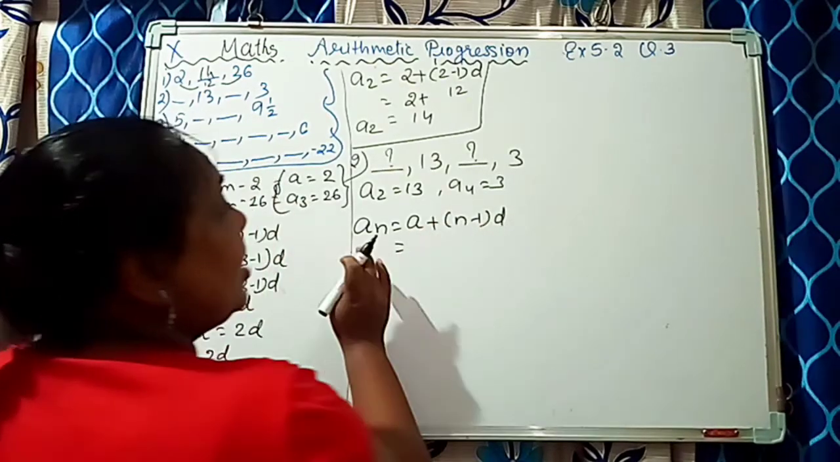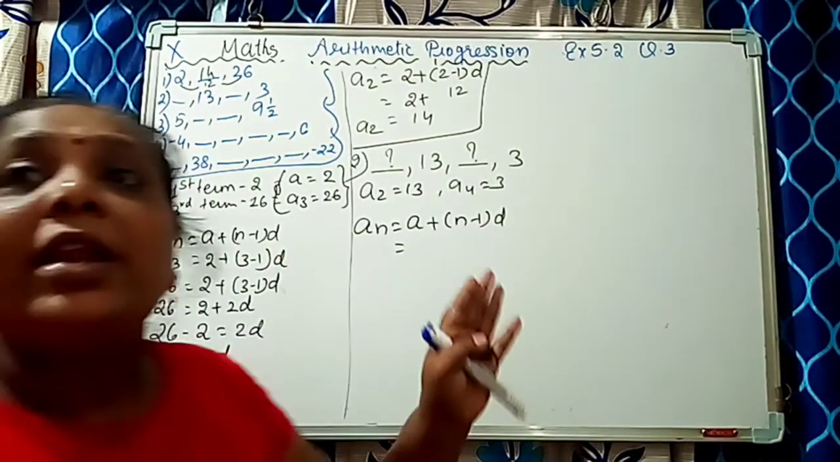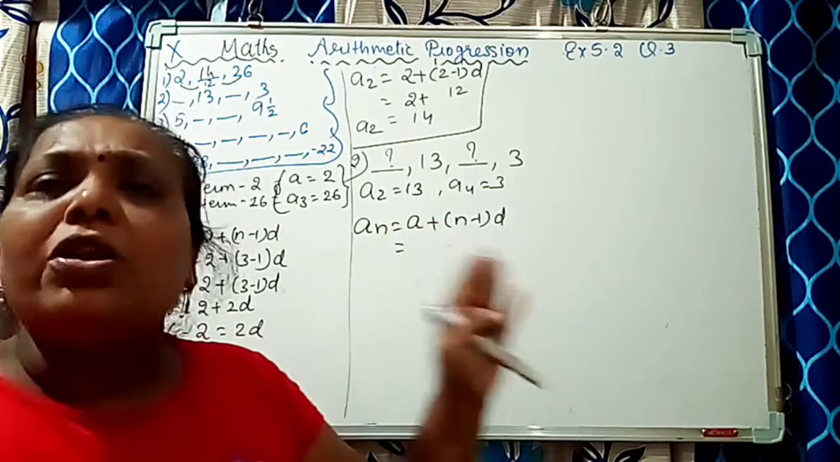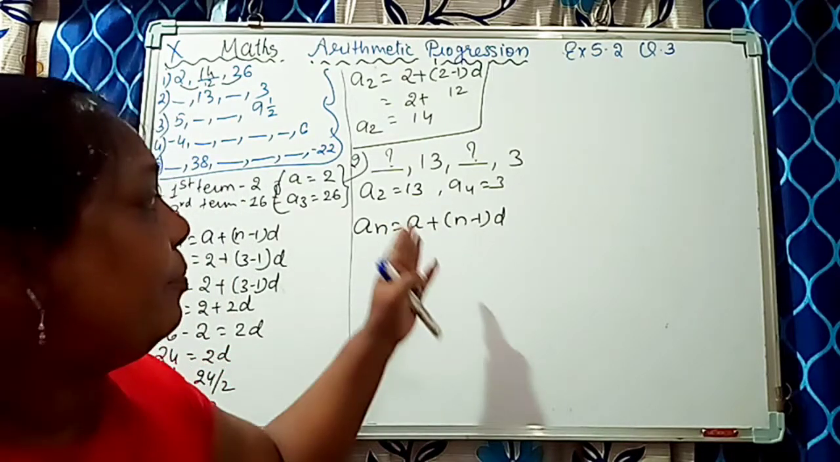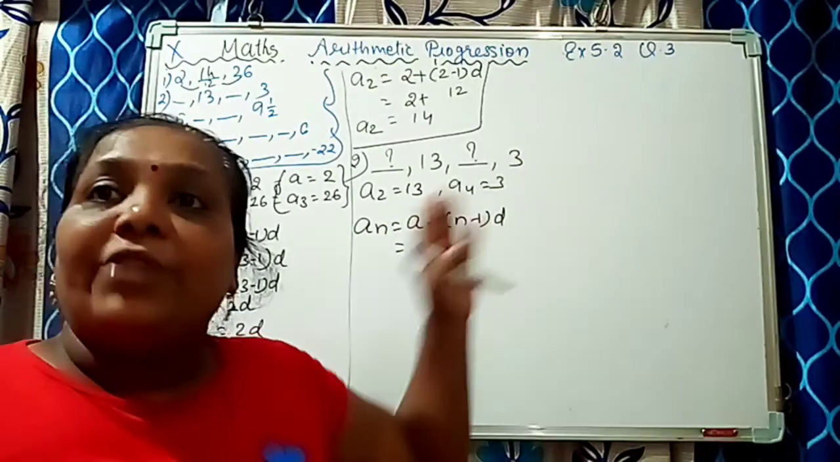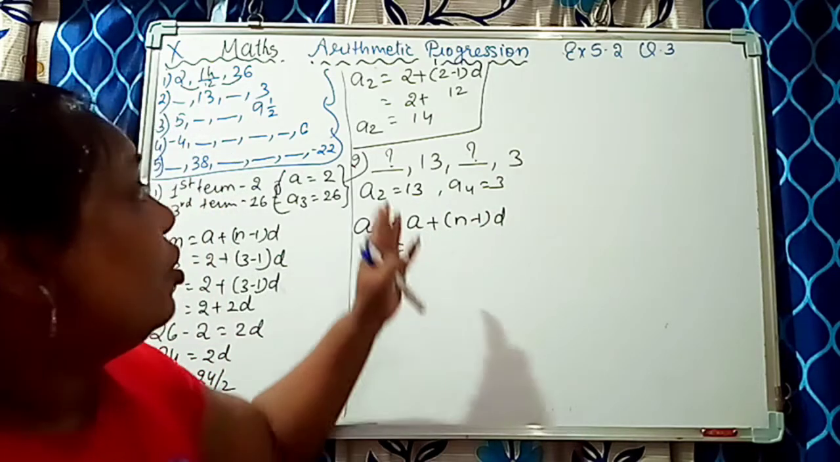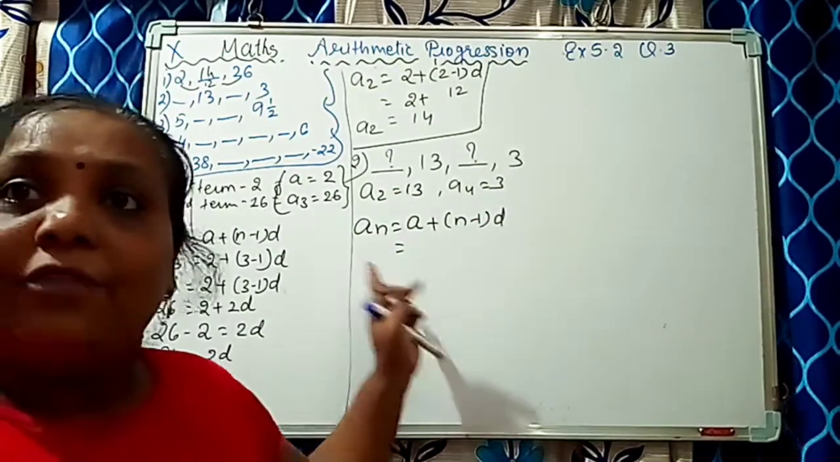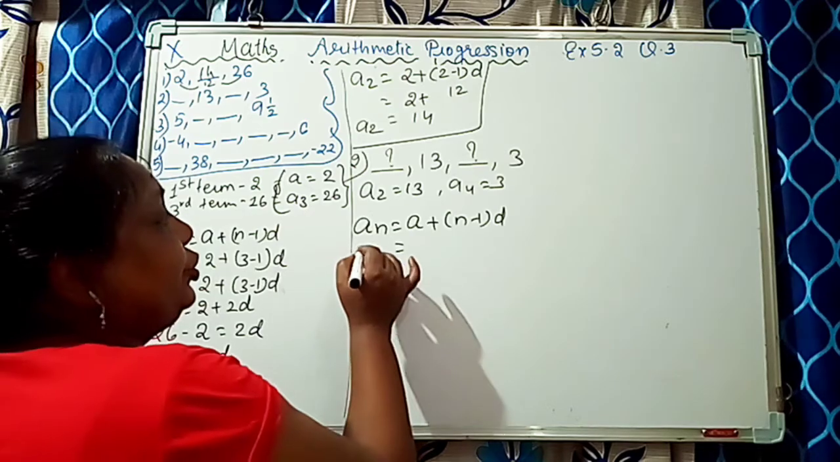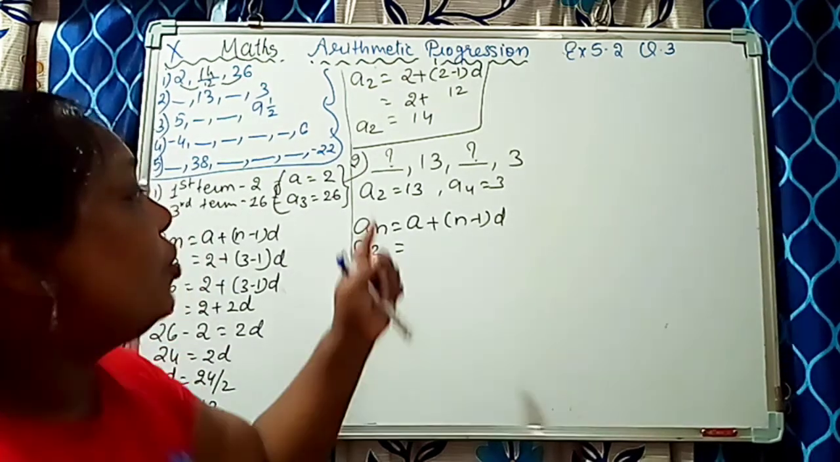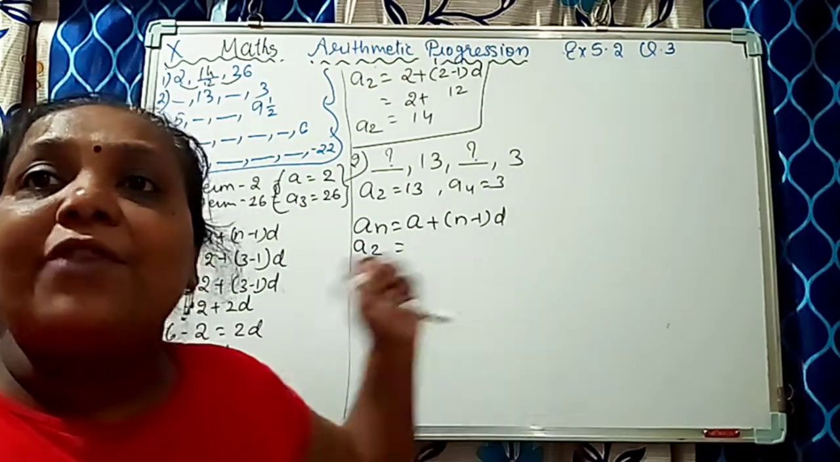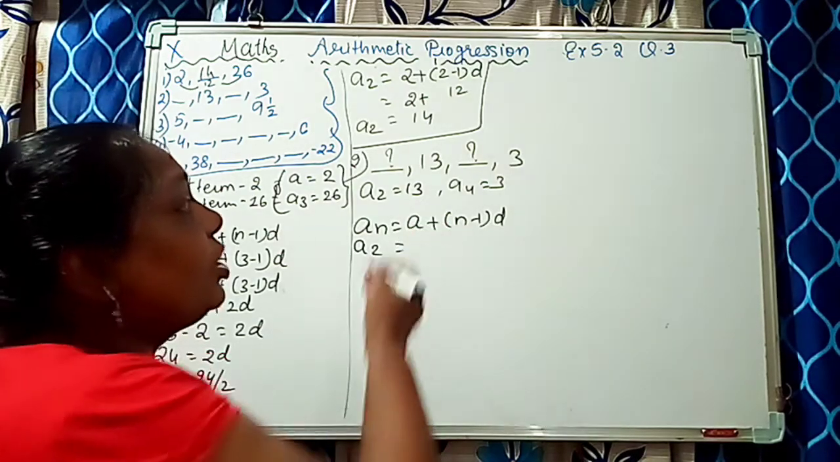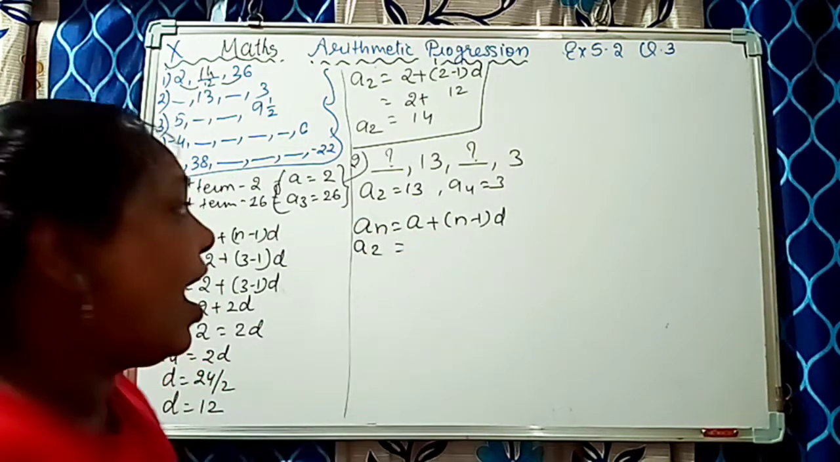So what is our an? How many terms are given? The 4 terms are given. Okay, here we will put the value of that. So a2 is given. We have got the a2. What is the a value? A का क्या है? What is the A? We don't know. Okay, we have to find out.